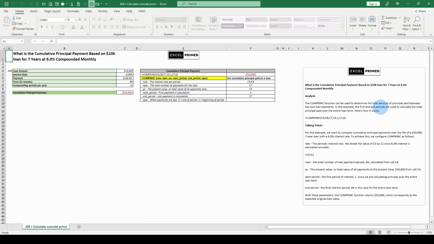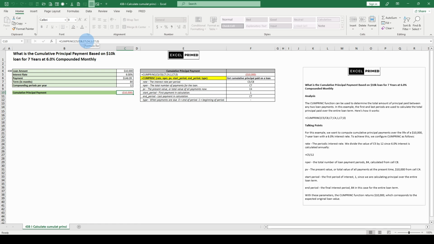Cumulative principal. We're using CUMPRINC, the function CUMPRINC. We're back here in the anatomy. We have the rate, number of periods, present value, start period, end period, and type. When you are computing the cumulative principal, you need some data. What data? Well, C5 divided by 12. You're going to need an interest rate. So C5, and we always divide by 12 because it's compounded monthly.